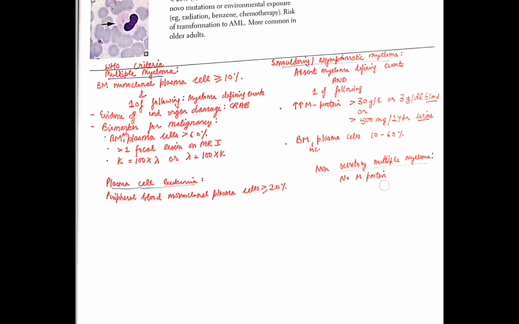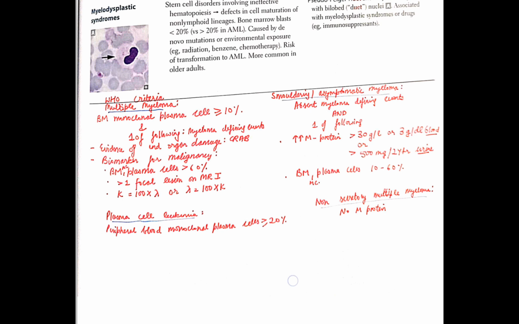Then another entity is non-secretory multiple myeloma. Here no M proteins are present. So these four things we need to remember: multiple myeloma, then plasma cell leukemia, smoldering, and the non-secretory multiple myeloma.